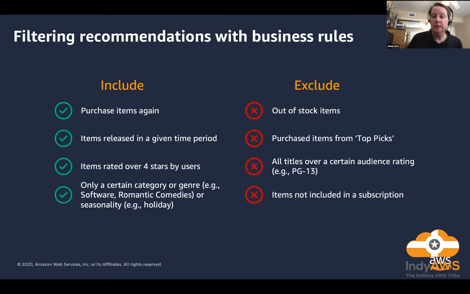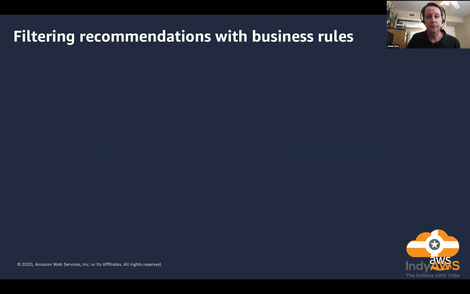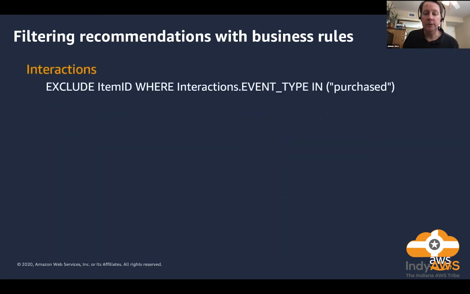In the video on demand space, you can use filters to control titles based on the audience rating, say for a movie or a TV show. And then maybe items that are not included in the subscription tier that the current user is subscribed to. So here are some examples of what these filters actually look like. And I mentioned earlier, they look a lot like SQL where clauses.